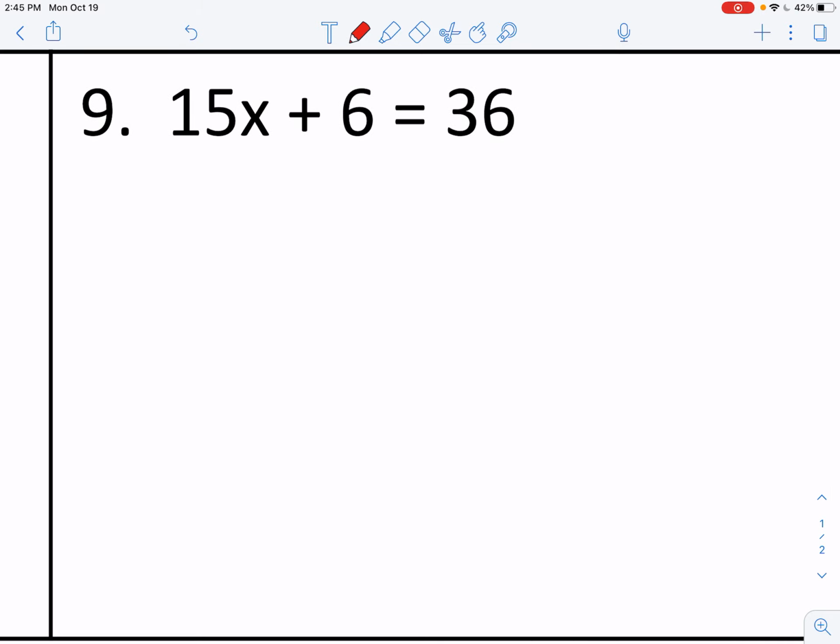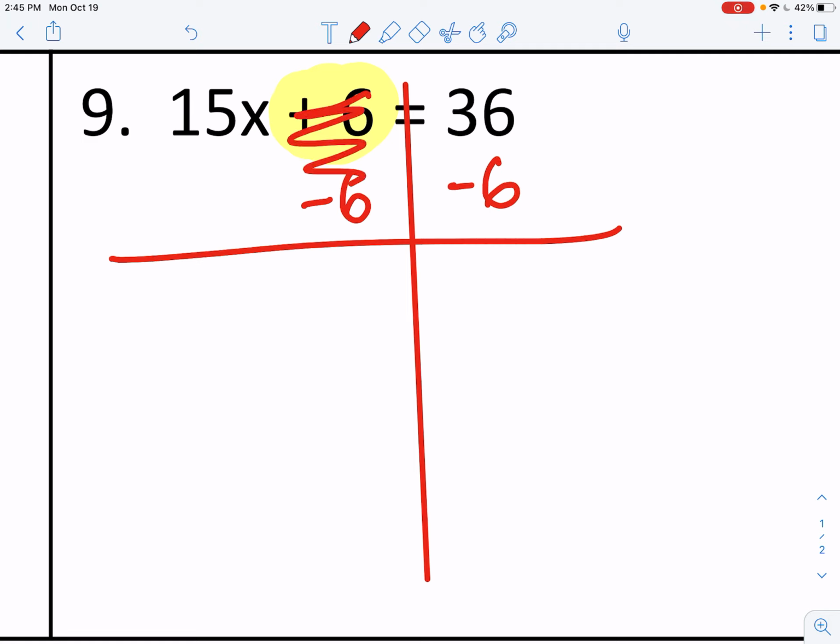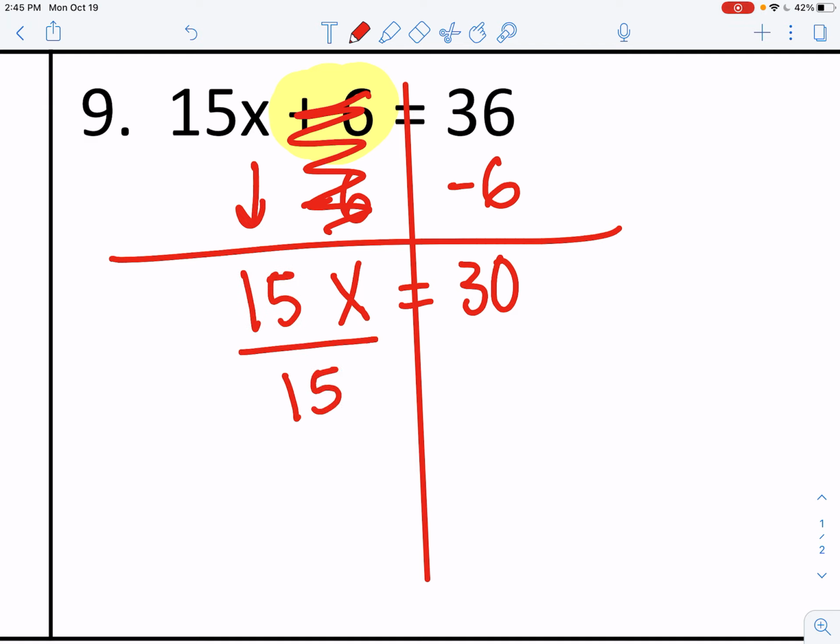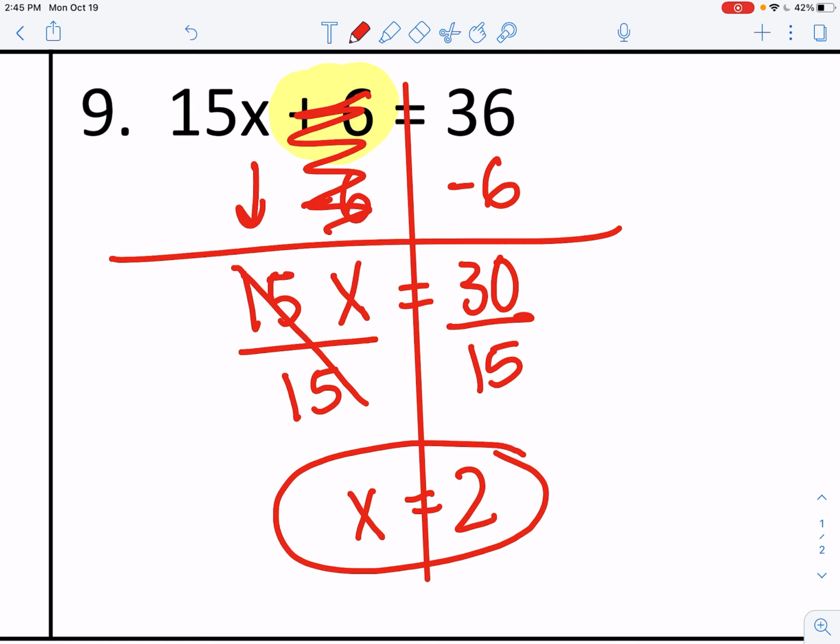Number 9 says 15x plus 6 equals 36. And then I know that my constant's positive 6, so I have to subtract 6 from both sides to cancel it out. This gives you 30 equals 15x. Now we can divide both sides by 15 because that's our coefficient. And then this gives you x equals 2.